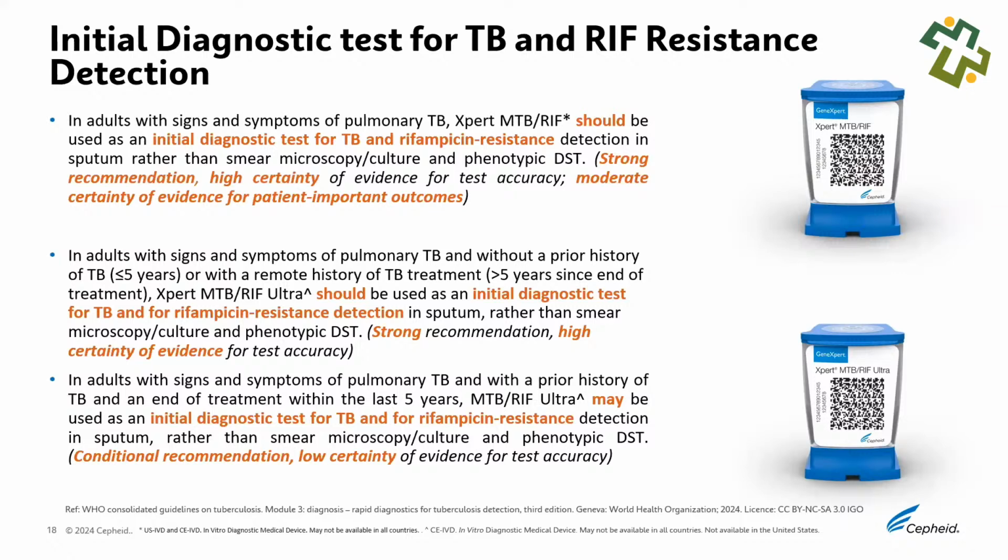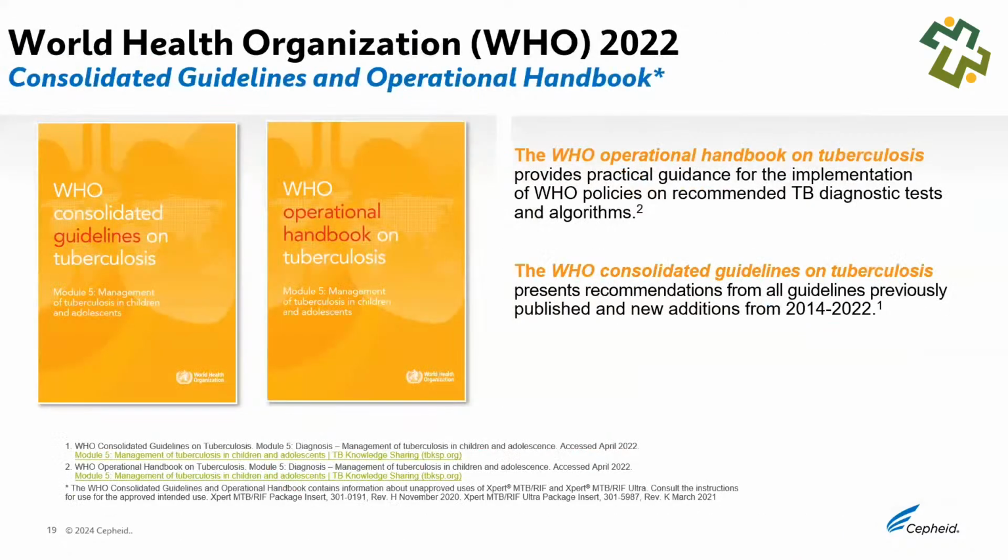So that's why the WHO currently is recommending that the GeneXpert should be used as the primary or the first choice for countries when we are looking for TB. So these are mainly also still the guidelines. The WHO 2022 consolidated these guidelines and operational handbooks. They provide updated practical guidance for diagnosis and managing of tuberculosis in children and adolescents, incorporating all recommendations from 2014 to 2022. So these are also guidelines, because the other ones were for adults. This one is mainly for children and adolescents.